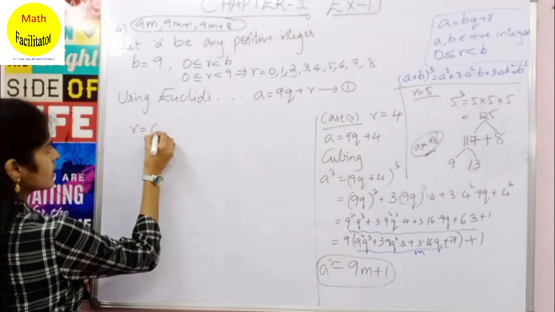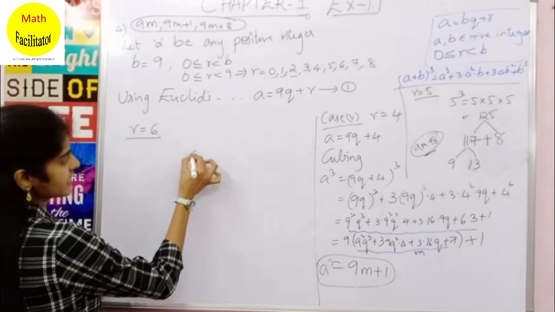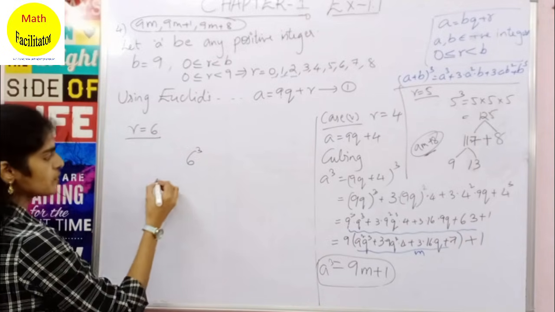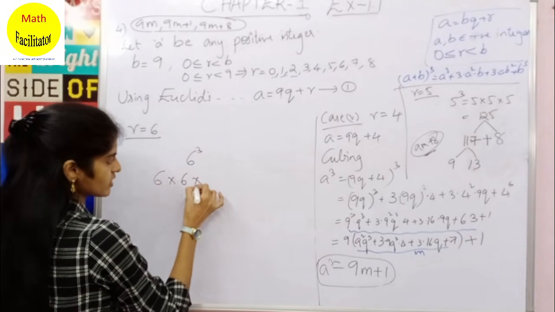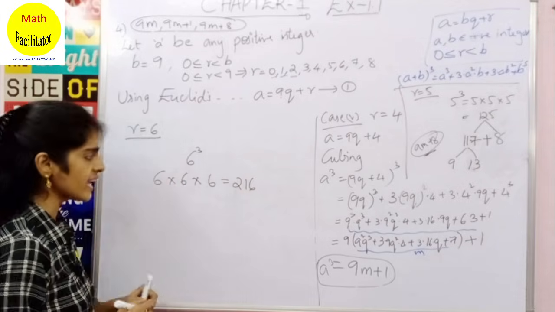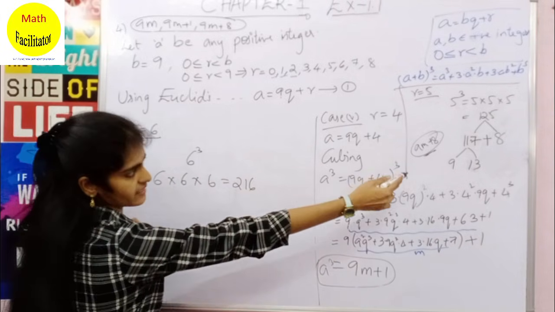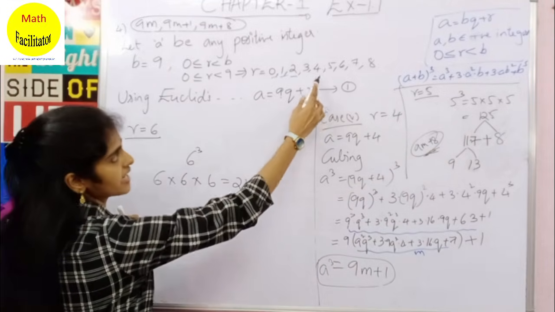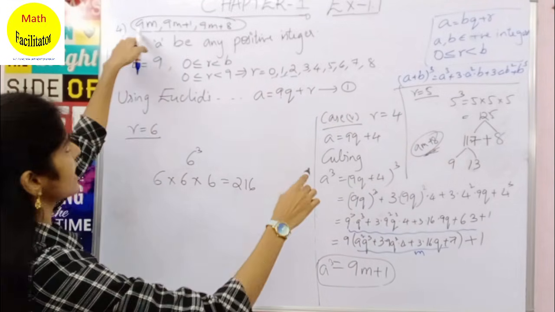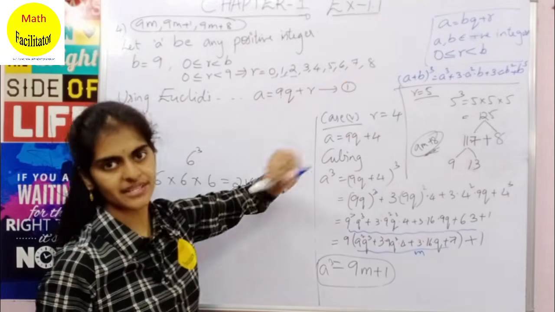So for the next one, for r equal to 6, I'll write it and show. For r equal to 6, for case 7, the end number will be 6 cube. 6 cube is nothing but 6 into 6 into 6, which is nothing but 216. Now you see that for r equal to 5, you got 9m plus 8. So here again what should you get? You should get 9m, the cycle repeats. Here you will get 9m, then 9m plus 1, 9m plus 8.